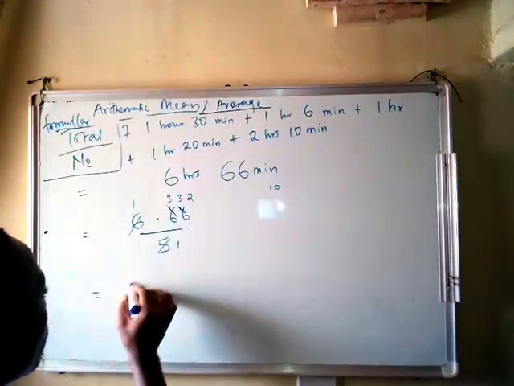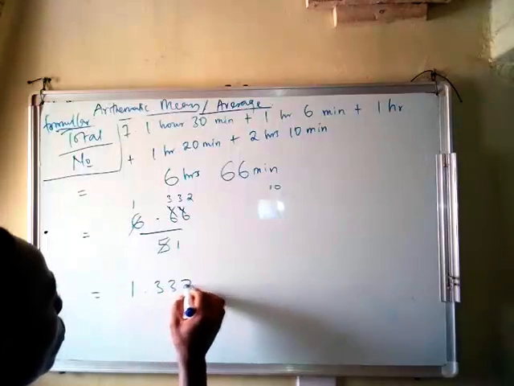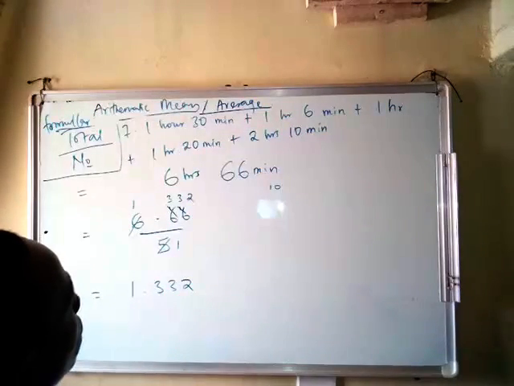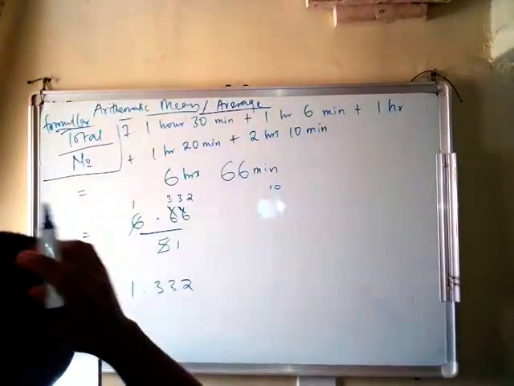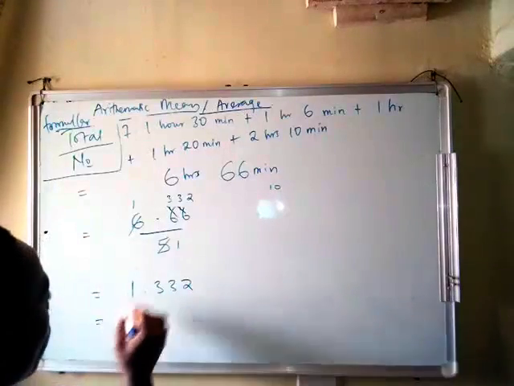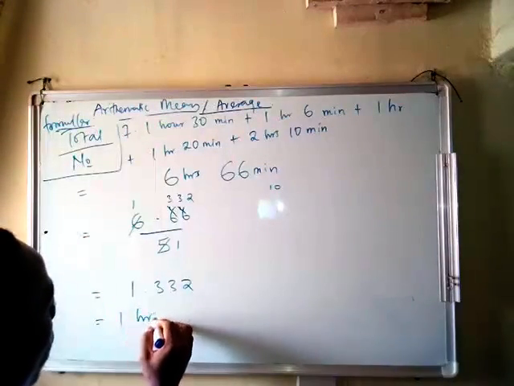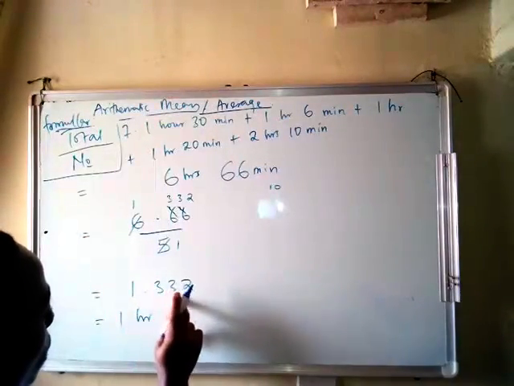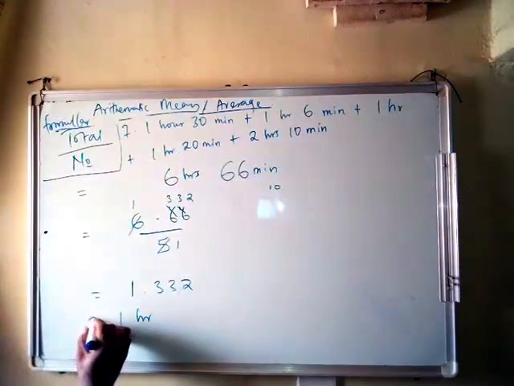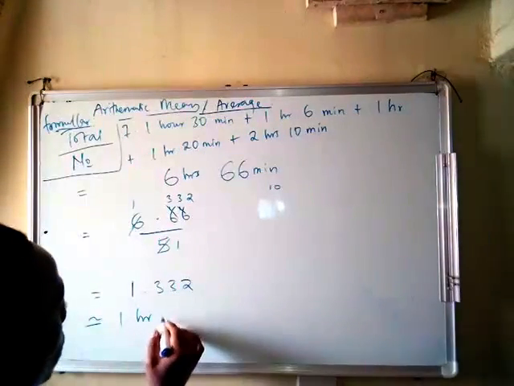1.332. So if we convert it to what we have, 1 hour. We approximate this, right? So let me put my approximation sign. So we approximate this: 1 hour, 3 minutes. Approximating the minute side.